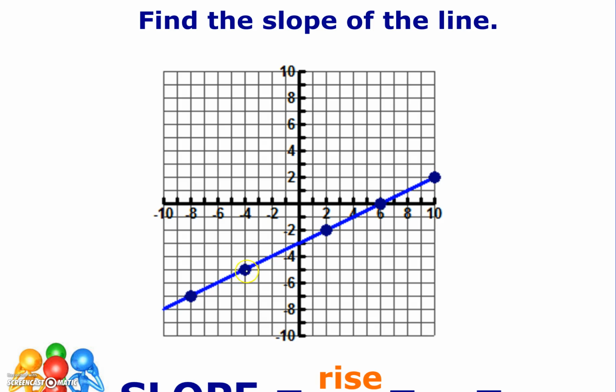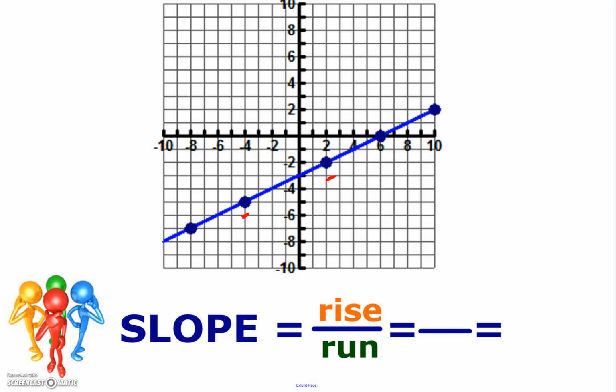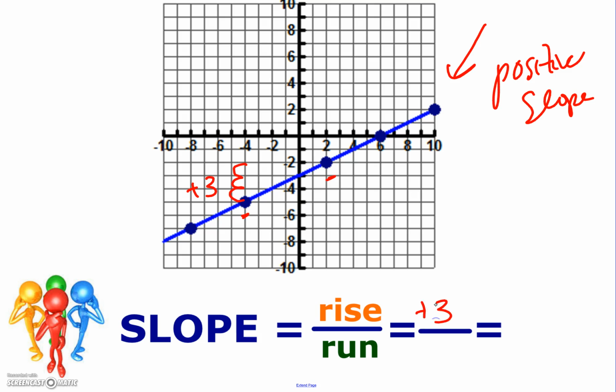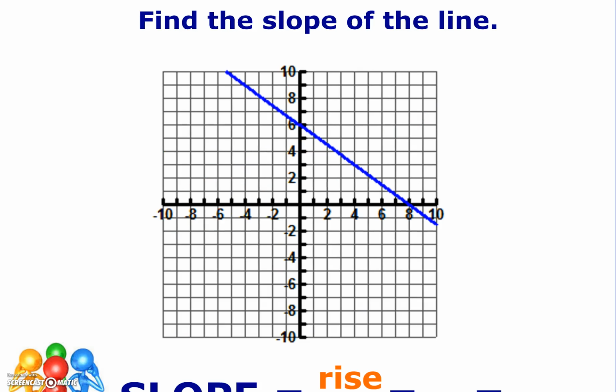Find the slope of the line. Here's a point, here's a point. It doesn't matter which points you use. I just choose random points and go from there. So our rise, 1, 2, 3. Before we finish, this is going to be a positive slope, right? So I have positive 3 in my run. 1, 2, 3, 4, 5, 6. So plus 6. So when simplified, our answer is positive 1/2. Positive, positive, we know it checks out.